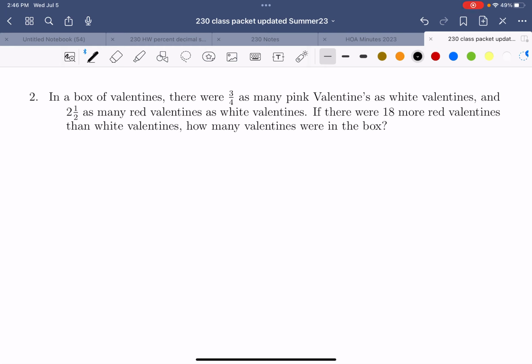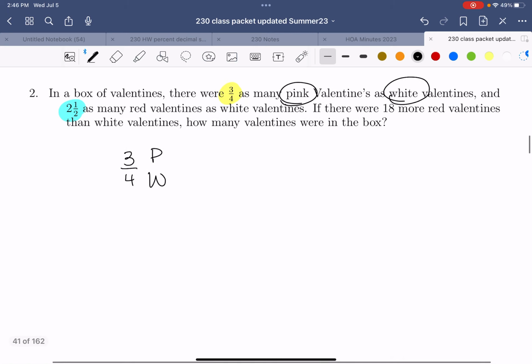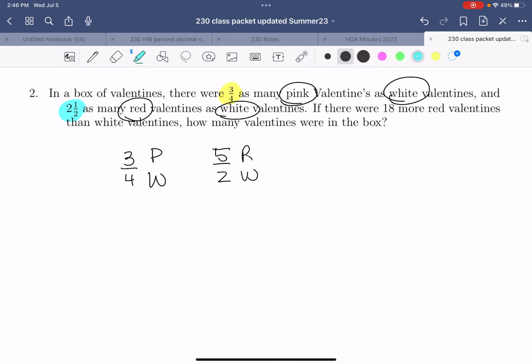You're going to start, as always, by picking out your ratios. So you've got the 3/4 and the 2.5. And your 3/4 relates your pink to your white. So that's pink to white. And your 2.5, we're going to convert that right away to an improper fraction. So that would be 5/2. And that's going to be your red to white. So red to white.